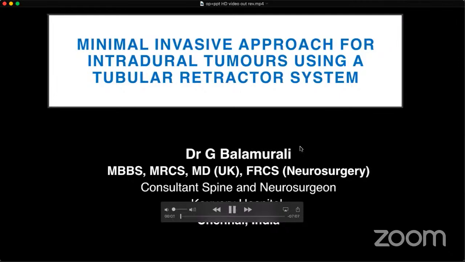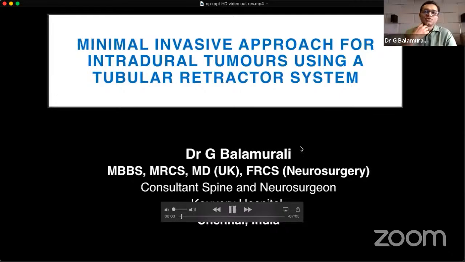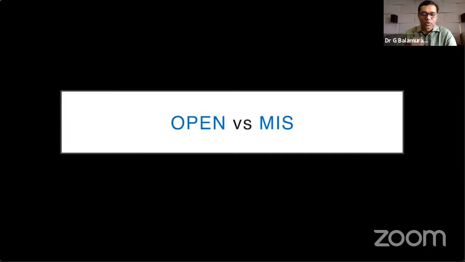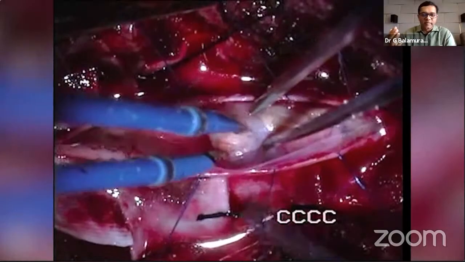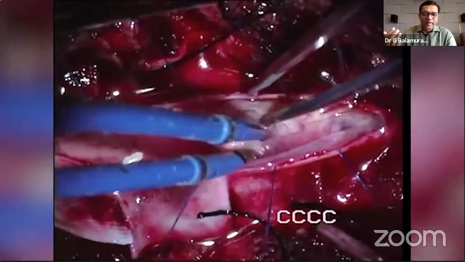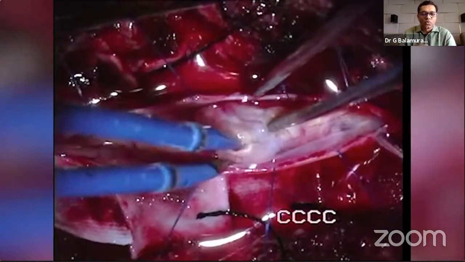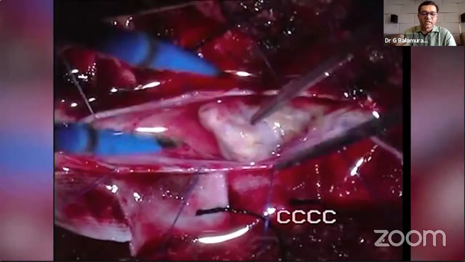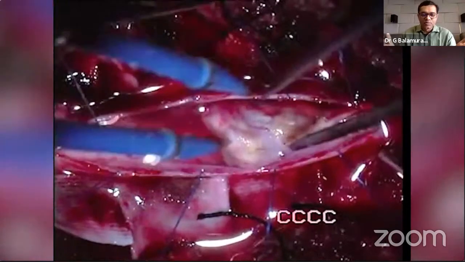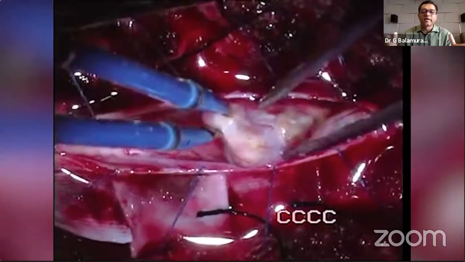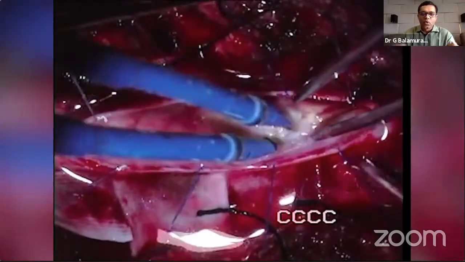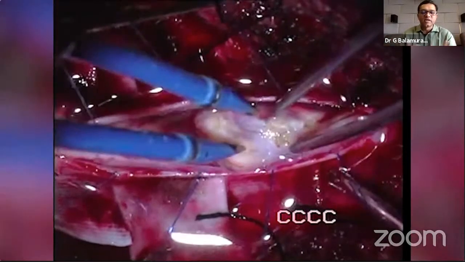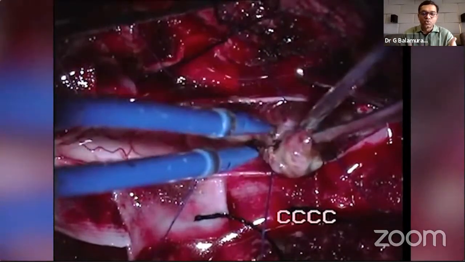Sorry. So I'm going to talk about minimally invasive approaches to intradural tumors, comparing open versus minimally invasive. When doing an open intradural tumor, you do a wide laminectomy for multiple levels, and the more obese the patient, the wider the laminectomy. Then you do a dural opening. It's a well-known standard procedure neurosurgeons are used to.